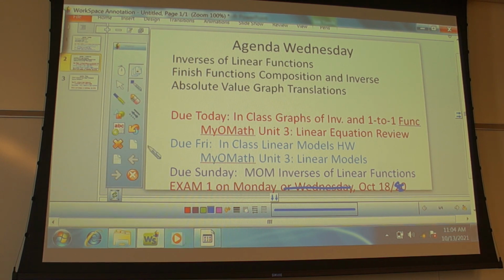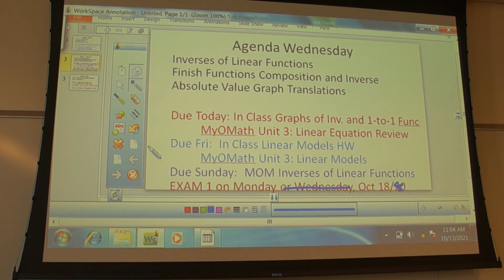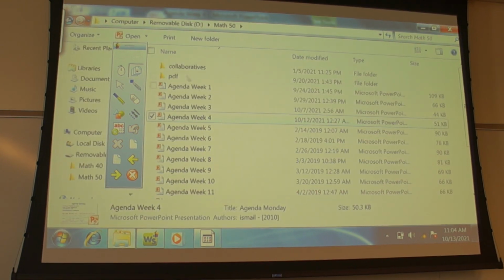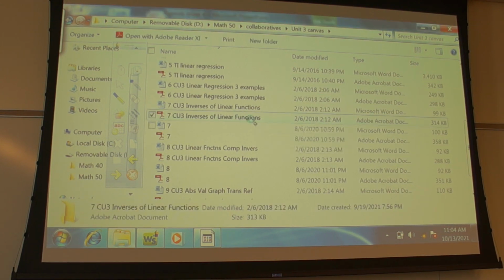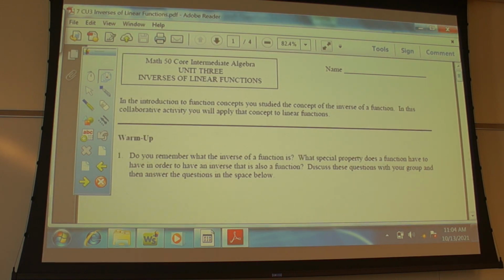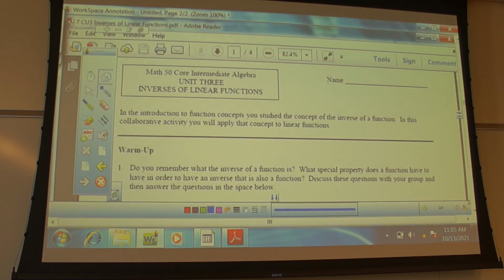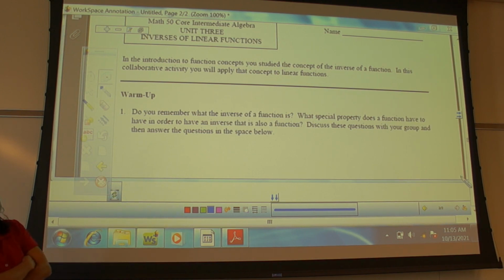All right, so let's go ahead and take a look at the inverses of linear functions. So grab out this handout I just gave you guys. Okay. So first, do you folks remember what the inverse of a function is? What special property does a function have to have in order to have an inverse that's also a function? Do you guys remember that?